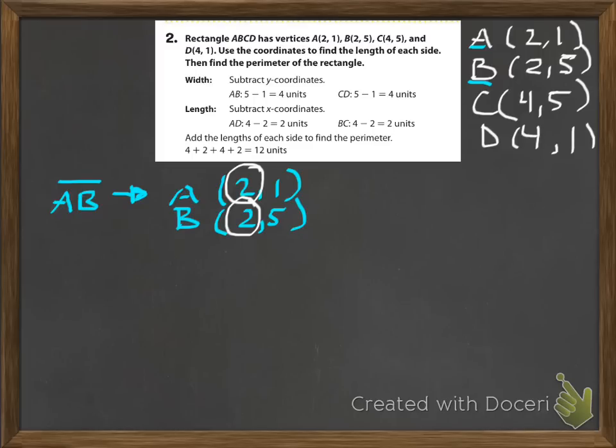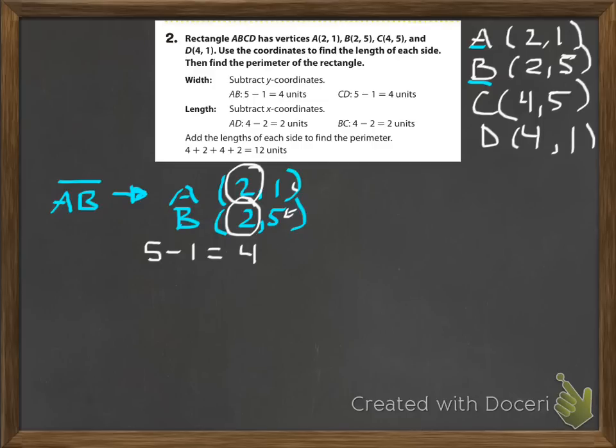Now all we need to do is find the difference. So we're going to use that 5 right there and the 1 right there. So 5 minus 1 equals 4. Notice it doesn't matter which one we use first. We're just finding the difference, so we wouldn't have to take 1 minus 5. So now we have one side length of 4 units. So we can go ahead and put a little box around that.